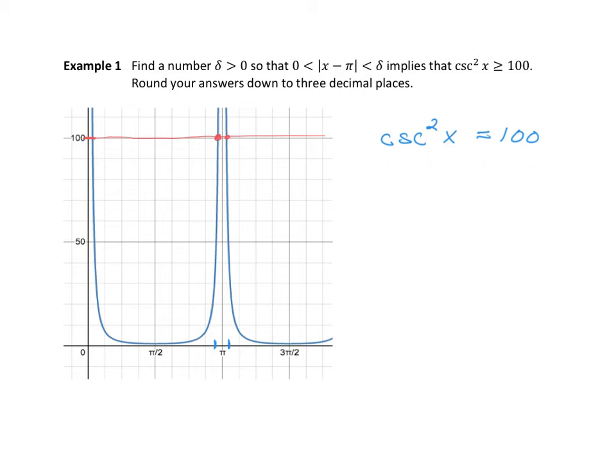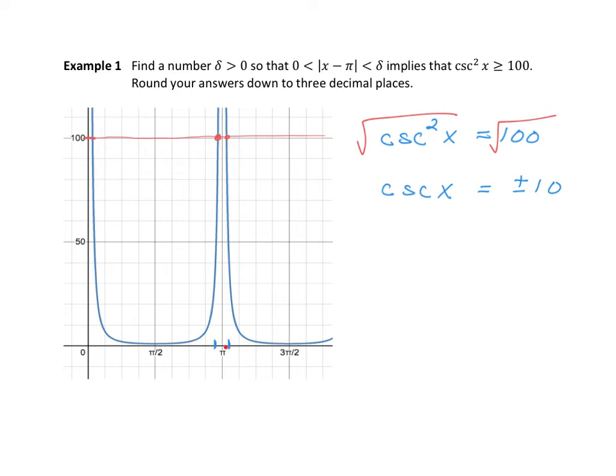I think a good first step would be to take the square root of both sides. So you can take the square root of this side and the square root of that side. And this changes the equation to cosecant of just x is equal to, well, it's really plus or minus 10. And the fact that we have two solutions here is a great thing because, well, there's two solutions over here.